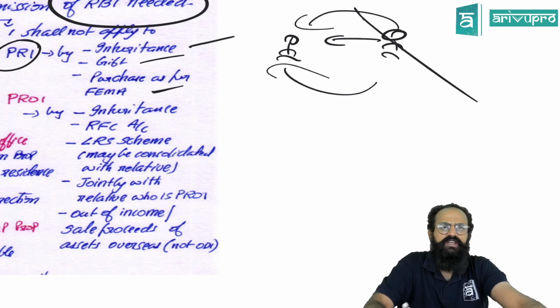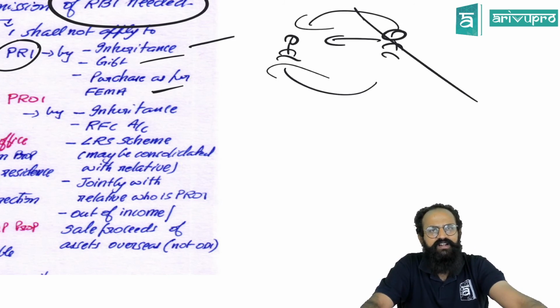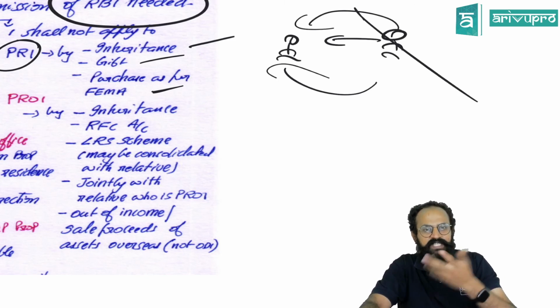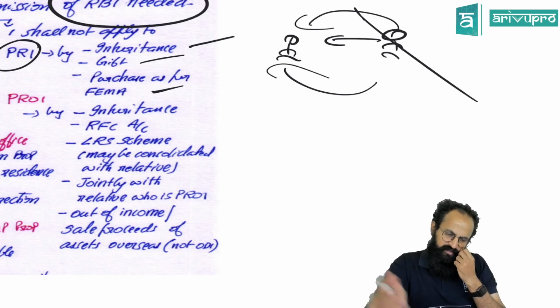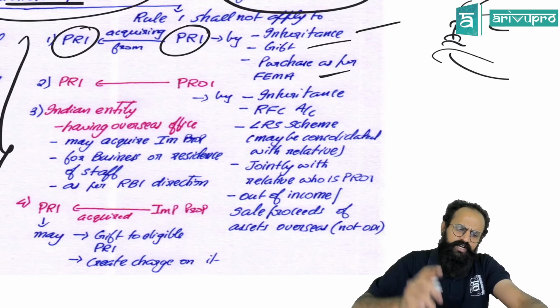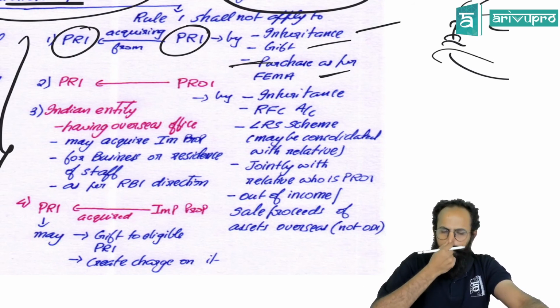This person is gifting. Who will have such rich friends? PRIs gifting and all. Generally, wedding gifts are possible, right? The celebrities and all, they will give. That is allowed. Okay. Now, purchase as per FEMA. This is also allowed. Okay.